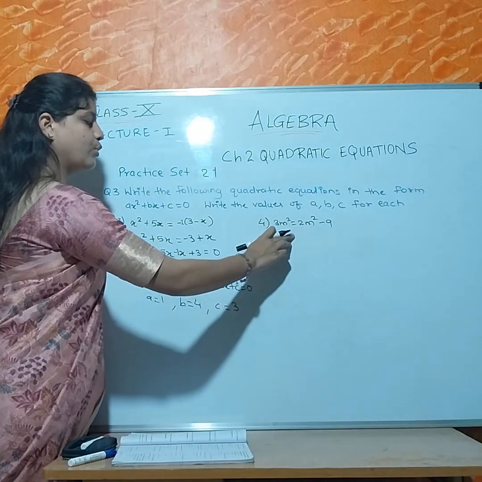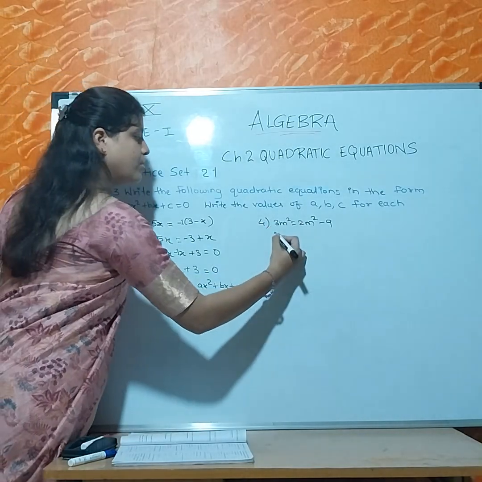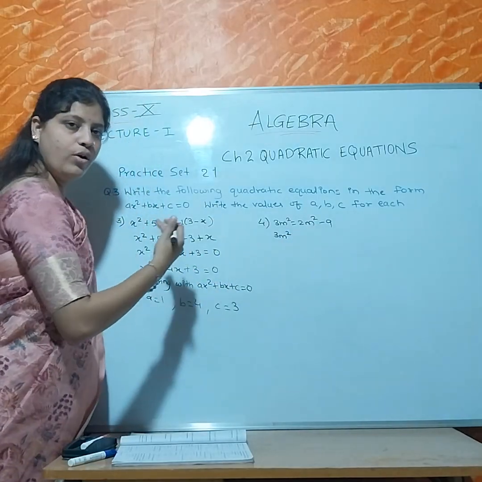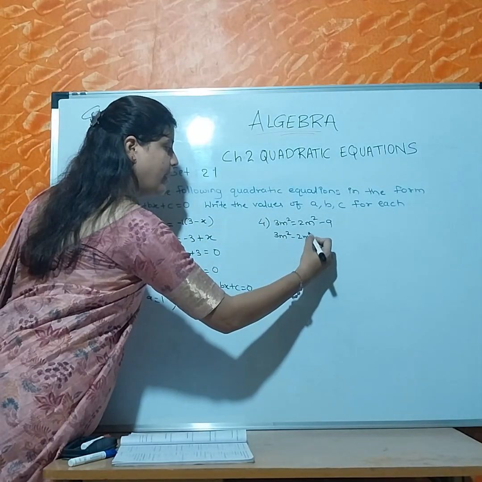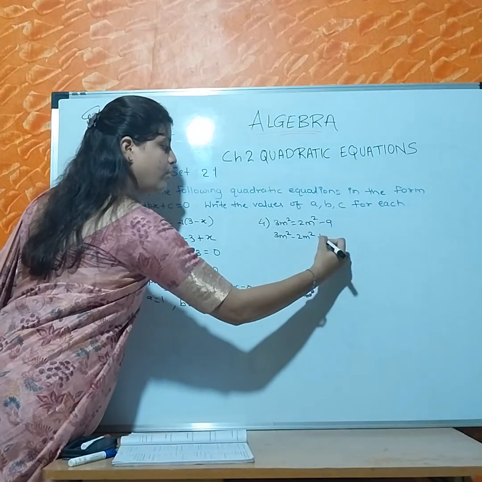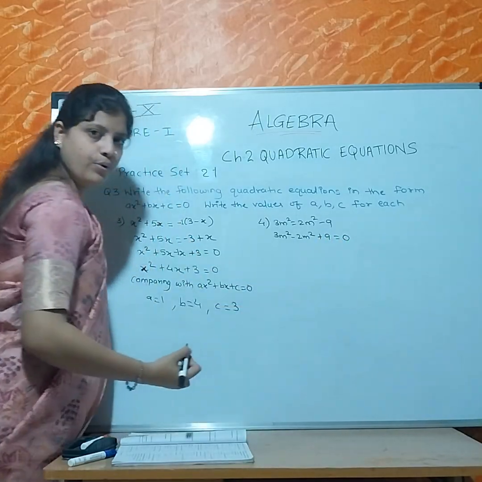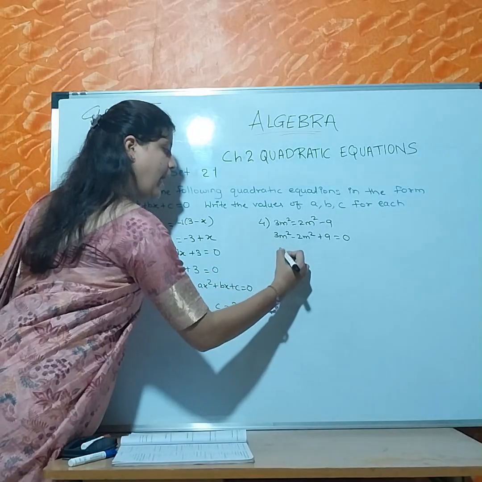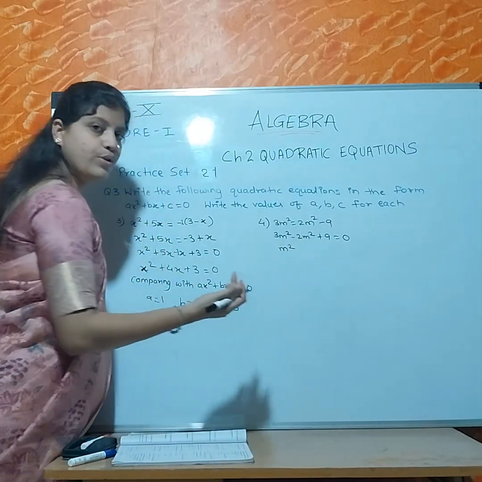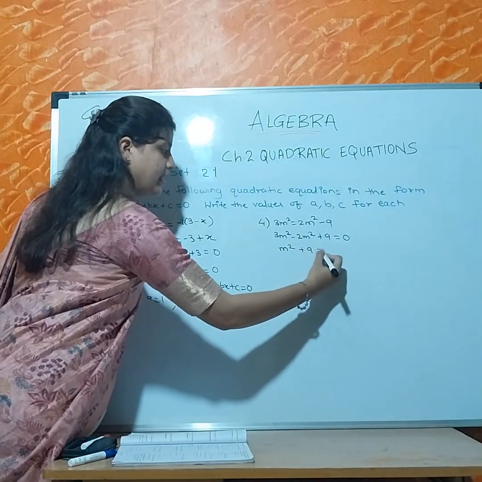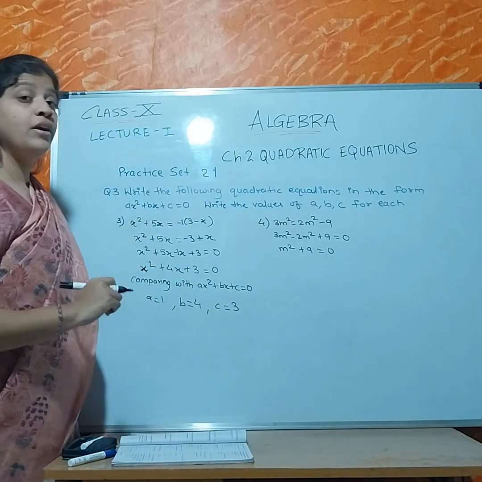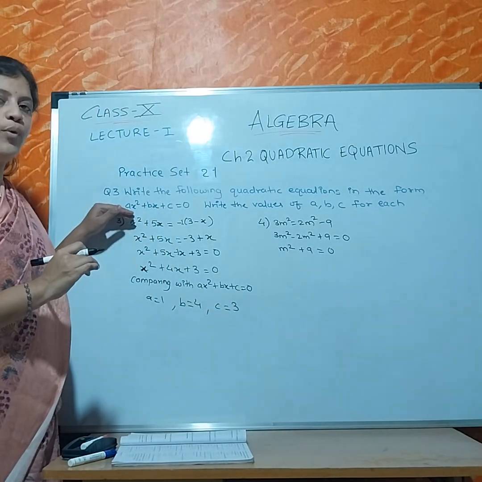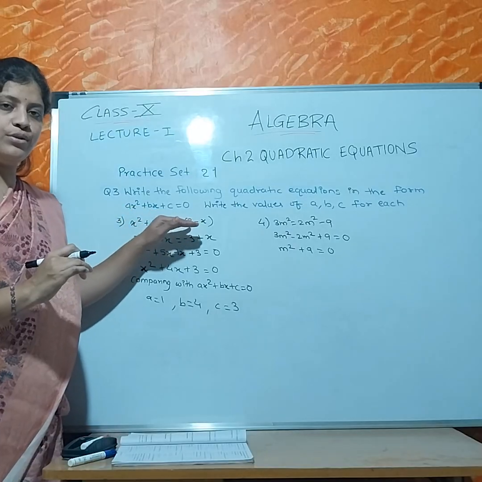3m square is equal to 2m square minus 9. So 3m square, this plus 2m square here it will go minus 2m square, minus 9 here it will go plus 9 is equal to 0. So 3m square minus 2m square, what is the answer? m square, because 3 minus 2 is 1, plus 9 is equal to 0. But we have to write the equation in general form, ax square plus bx plus c is equal to 0.